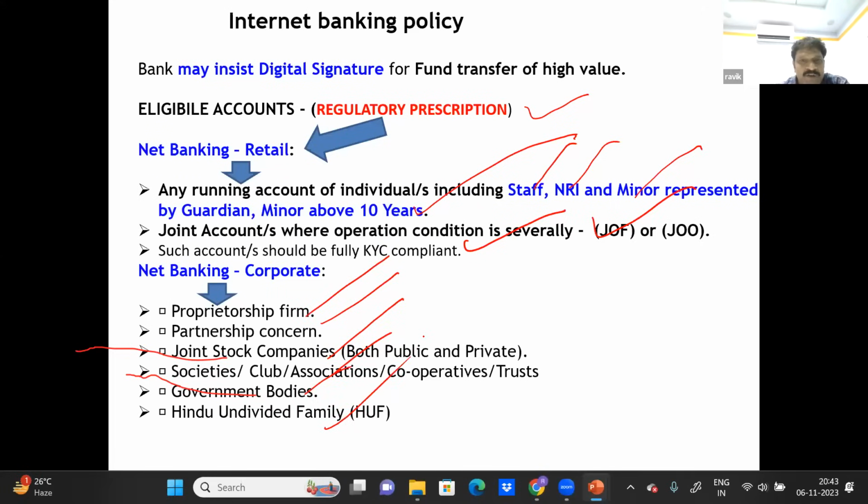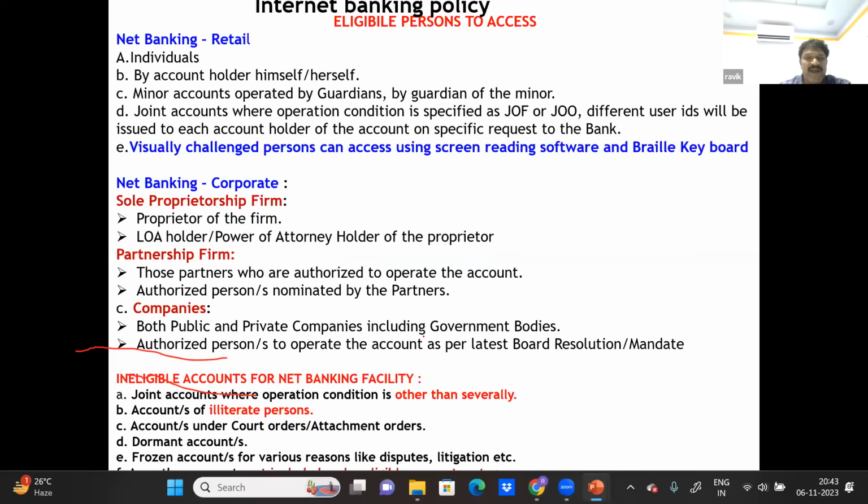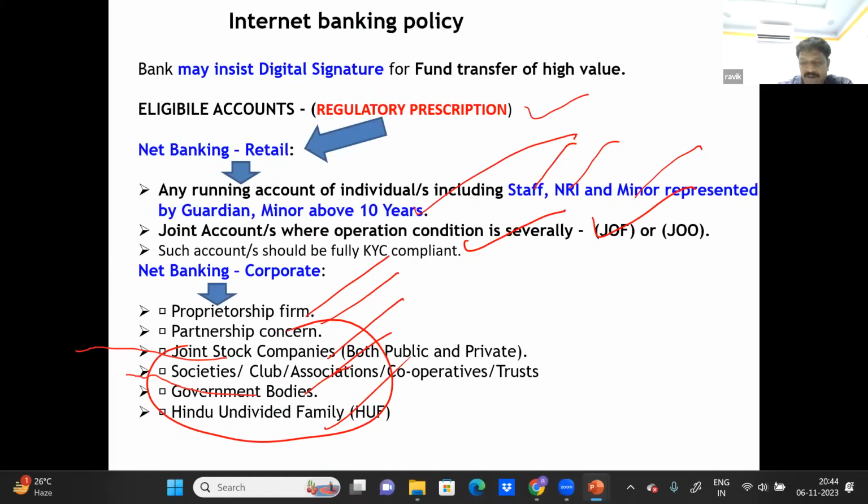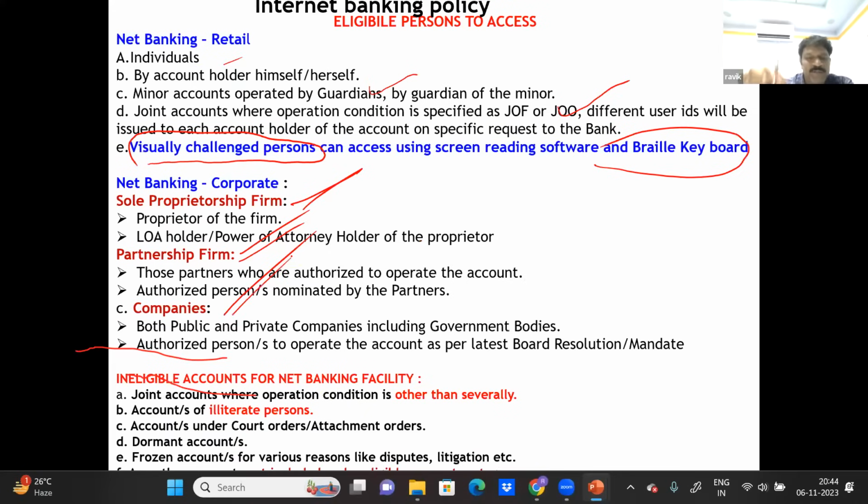But the bank has not given to everyone. See, as per your bank, bifurcated into 2 categories first. Retail, corporate. Retail means individual you can give, account holder, minor guardian they have permitted, as RBI told. The joint accounts we have permitted. Then visually challenged persons also we have permitted. But they should have a Braille keyboard. Okay. I told you, visually challenged is the addition everywhere. Just remember that. Corporates means only 3. Proprietorship, partnership, company. Reserve Bank told, see how many. But bank told only 3. Proprietorship, partnership, and companies.